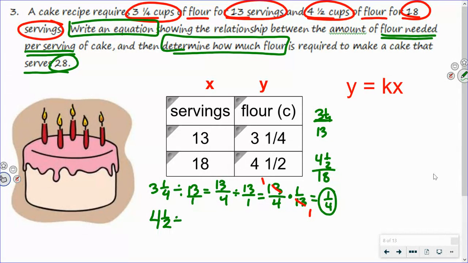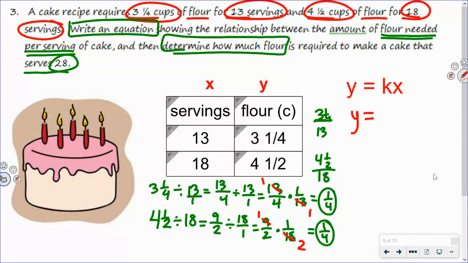We're going to now divide 4.5 by 18. Cross reduce by 9. And look at there. So we have now identified a proportional relationship where for each X serving, we're going to need 1/4 of a cup of flour. All right, so write an equation, check.